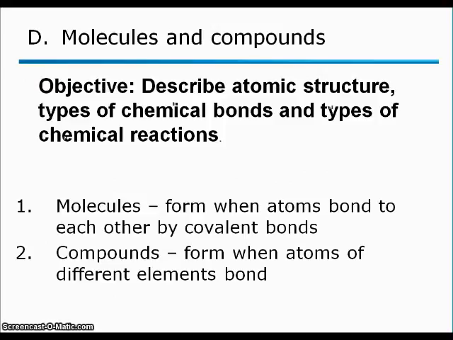All right, molecules and compounds. So here's a new objective up at the top, things you need to learn. We have to be able to describe atomic structure, types of chemical bonds, and types of chemical reactions. So down at the bottom we have two fairly simple definitions. Molecules form when atoms bond to each other by covalent bonds. Compounds form when atoms of different elements bond.